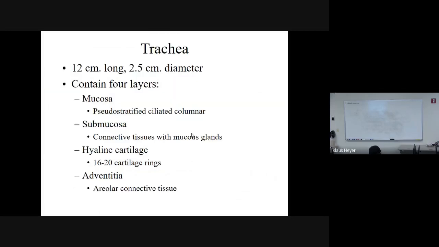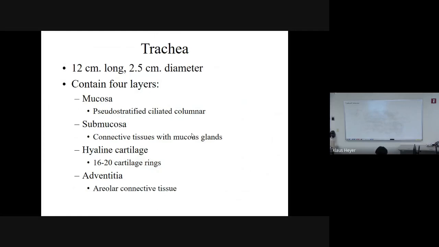So let's look at the trachea here. The trachea is about an inch in diameter, 2.5 centimeters, and 12 centimeters long, roughly. And then there are four layers. So we're going from the inside of the trachea, the internal part, to the external, from the inside to the outside. The inside we call mucosa, not just of the trachea but of other organs too. If I were to say the lining of your stomach, again, I would say the mucosa of your stomach.